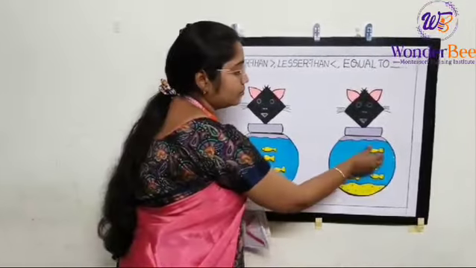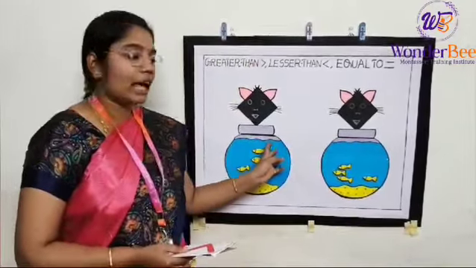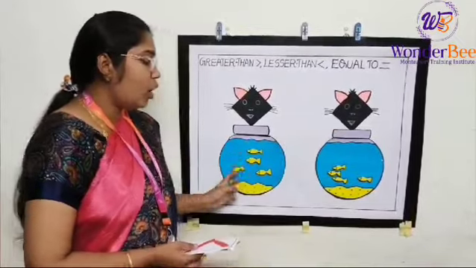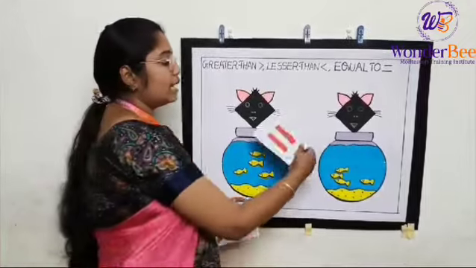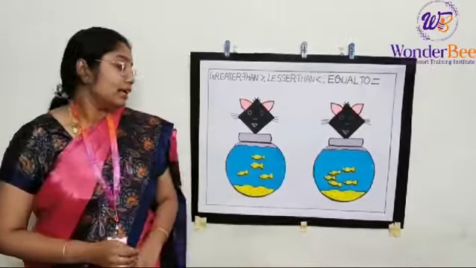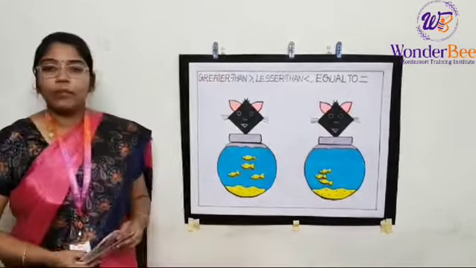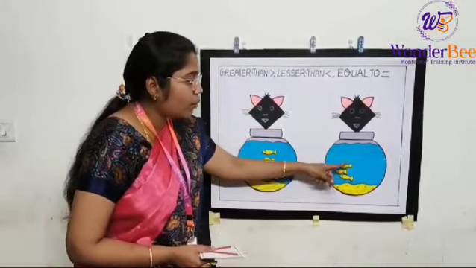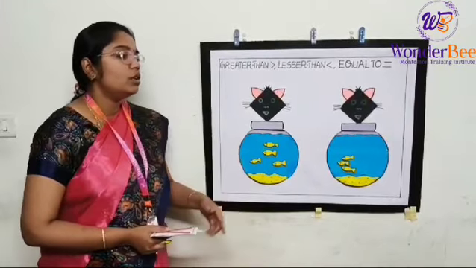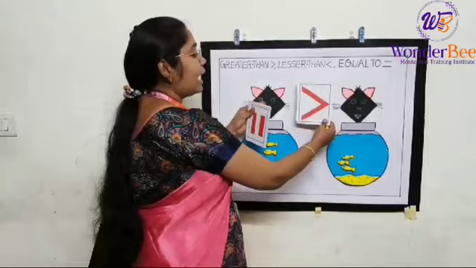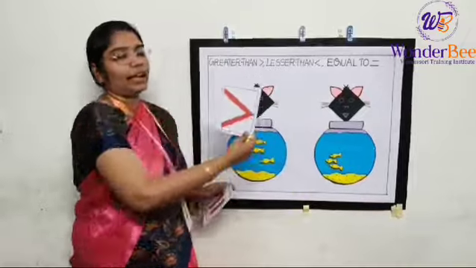And then if we take one fish from Tommy's bowl, then how many fishes will be there in Tommy's bowl? 1, 2, 3, 4. Already Tiny is having 1, 2, 3, 4. So both are equal. So we can say Tiny and Tommy both are equal. If I take two more fishes from Tommy's bowl, then how many fishes will be there? 1, 2, 3. And then Tiny is already having 1, 2, 3, 4. So which is greater? Yes, Tiny is having more fishes than Tommy. So Tiny is greater. Thank you.